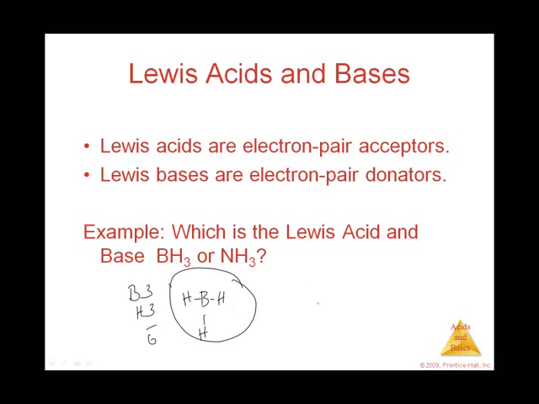It's a valid exception. NH3 is opposed to that. Nitrogen has 5 valence electrons. Each hydrogen has 1, so that's 3, so that's 8. So NH3 is going to be this structure with a lone pair of electrons. So which of these two can accept? This is going to be my acceptor. That's my Lewis acid. This has a lone pair of electrons, which it will donate. This will be my Lewis base.